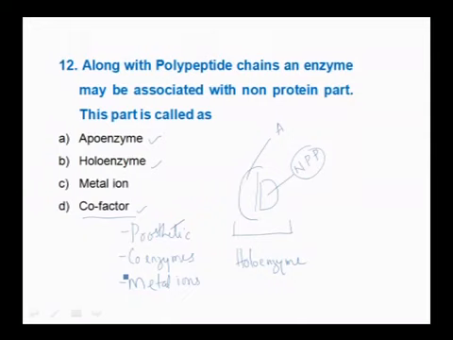So do remember, the non-protein part that they have mentioned here is actually D, cofactor. Apoenzyme is the protein part, B, holoenzyme is the entire enzyme, having apoenzyme and cofactor. So answer is D for this.